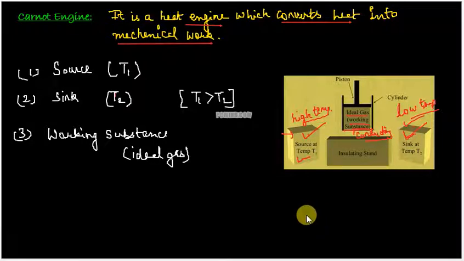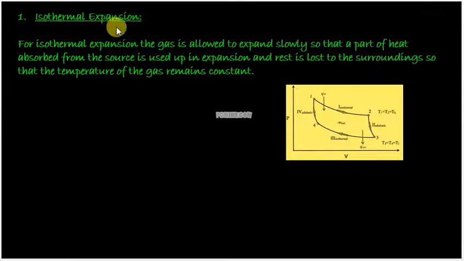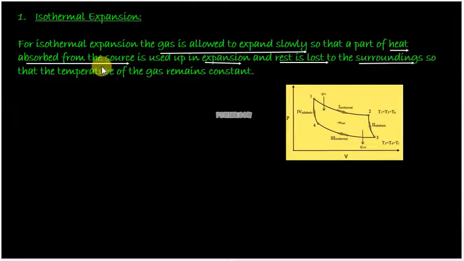Now we come to the theory part, or how the Carnot engine is going to work. The first step includes isothermal expansion. For isothermal expansion, the gas is allowed to expand slowly. As you know, for isothermal expansion it is important that the gas should expand slowly so that it gets enough time to lose the heat to the surroundings. So when it is expanding slowly, a part of the heat which has been absorbed from the source is used up in expansion. That work is being done by the gas, and the rest is lost to the surroundings. So the temperature of the gas remains constant, because isothermal means the temperature should not change.